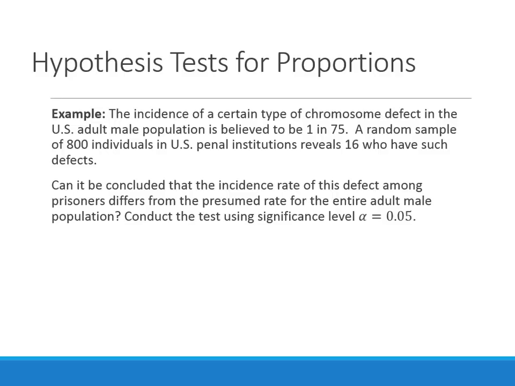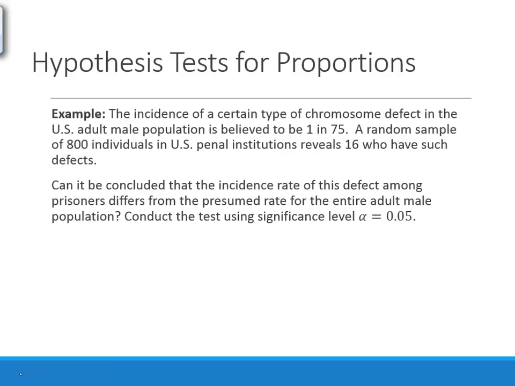So there's my data. I have information on 800 people, each of whom either has this defect or doesn't. Can it be concluded from this information that the incidence rate of this defect among prisoners is different from the assumed rate for the entire population? I want to do this test with a significance level of 0.05. So I want to use this data to say whether the rate of that defect is different in the population of prisoners than it is in the population of all adult males.